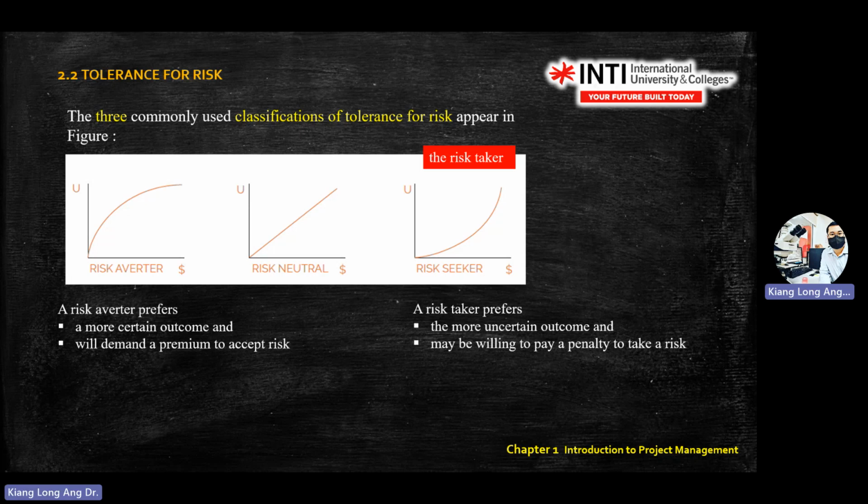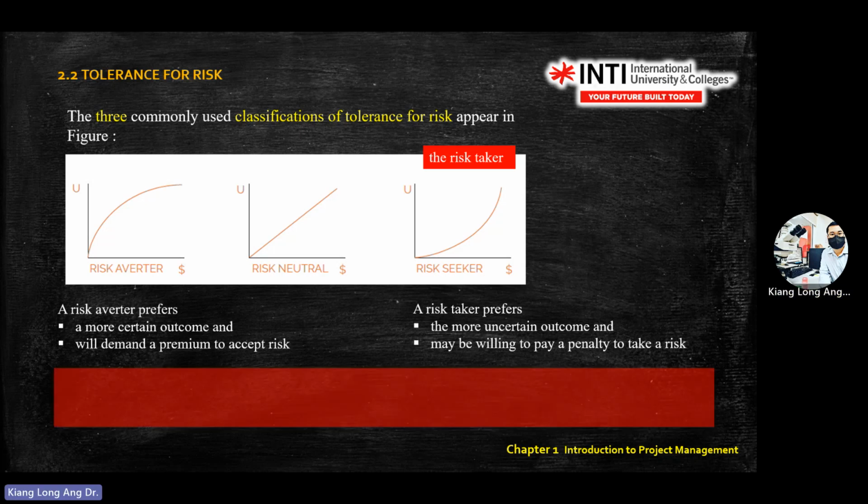So for this kind of question, how we ask is that we give you the description of the project manager. Then you try to classify the tolerance of the risk. So it's either a risk averter, risk neutral, or risk seeker, or you can use the word risk taker. Okay, there are three profiles.